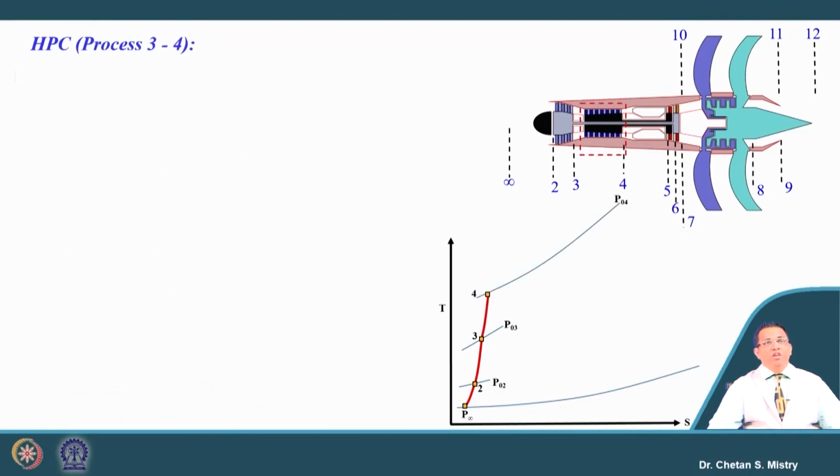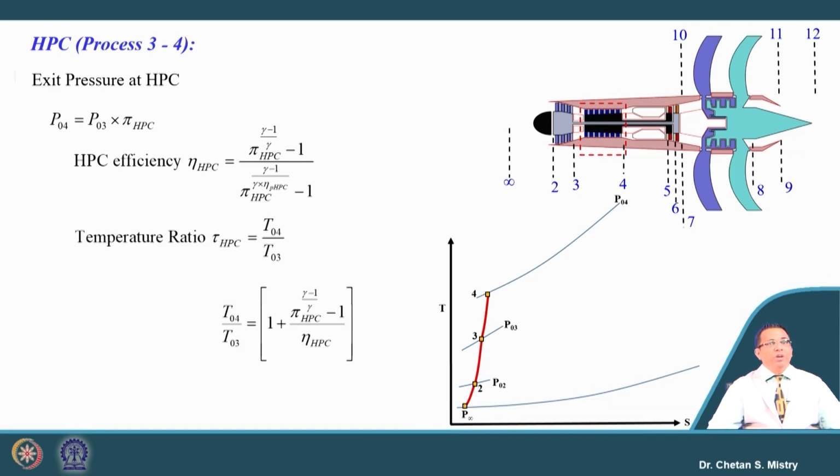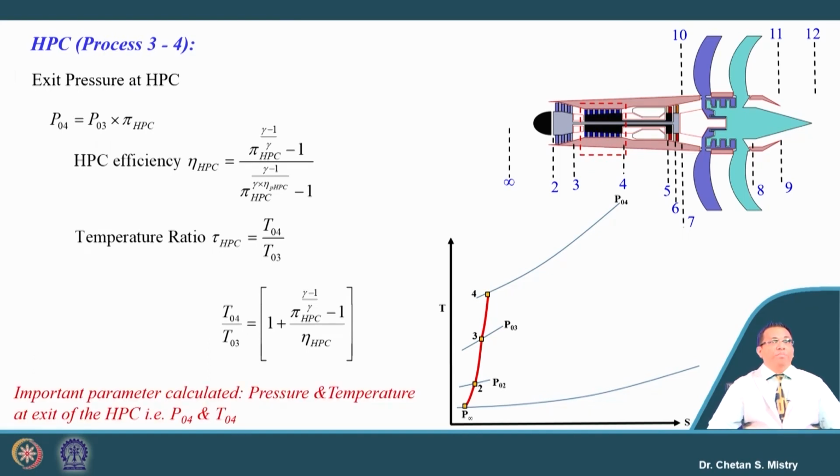Now, let us look at the next component, our HP compressor, and for this HP compressor we may have information about the pressure ratio. Based on that pressure ratio we can calculate the exit pressure, or maybe the entry pressure for the combustion chamber. We have the equation of isentropic efficiency, which correlates the pressure ratio and the polytropic efficiency. Based on that we can calculate the exit pressure and exit temperature from this HP compressor.